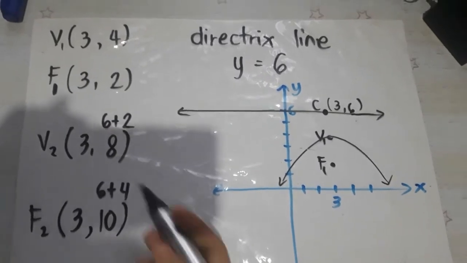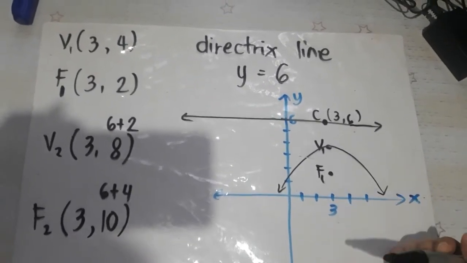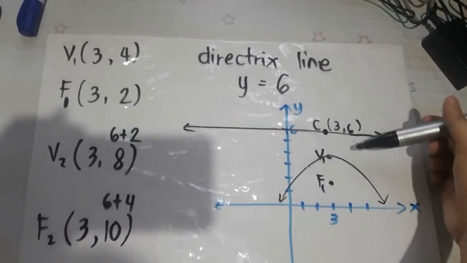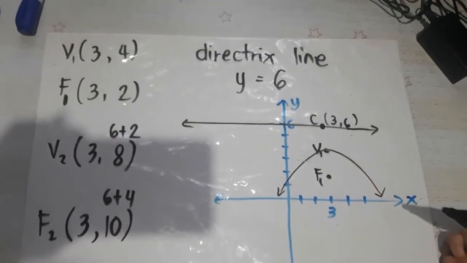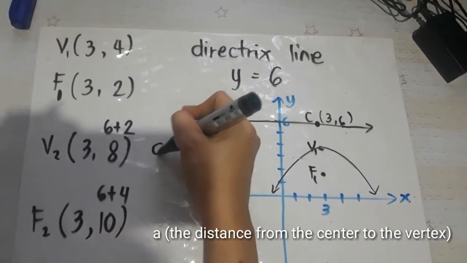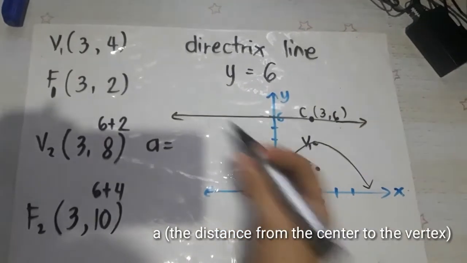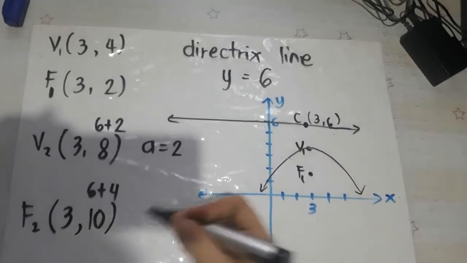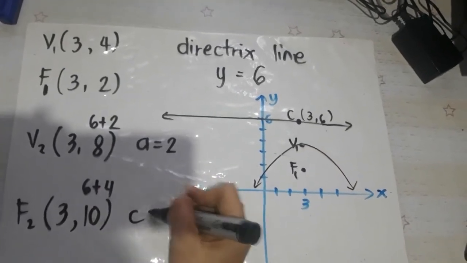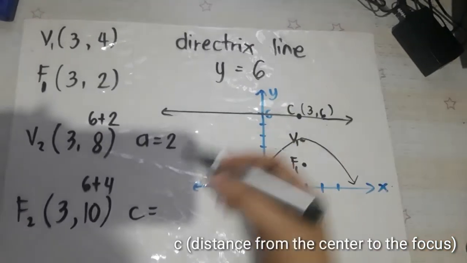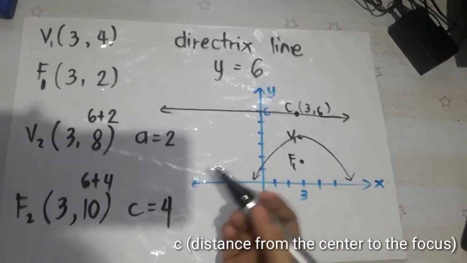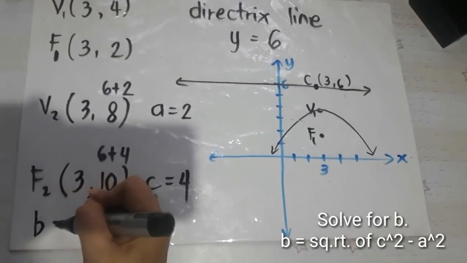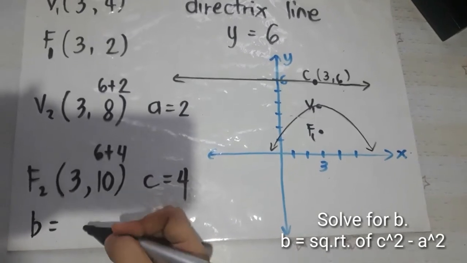So a while ago, we counted the distance from the focus going to the vertex, and that is actually the same as the distance of the vertex going to the center. So it represents a, meaning a is equal to 2. From the center, you have 2 units going to the vertex. And then for the focus, we have c. So from the center going to the focus, you have 4 units. Now, since we already have a and c, we'll be able to solve for b. That is what we need for the standard equation.